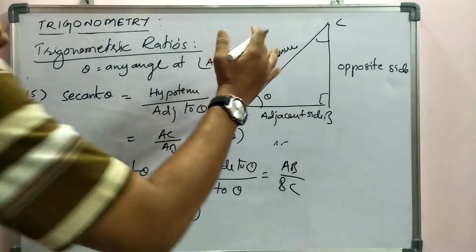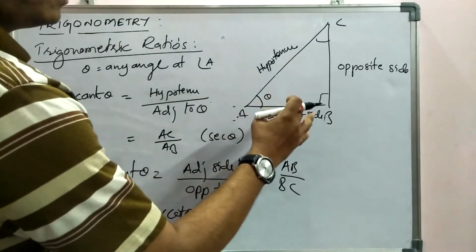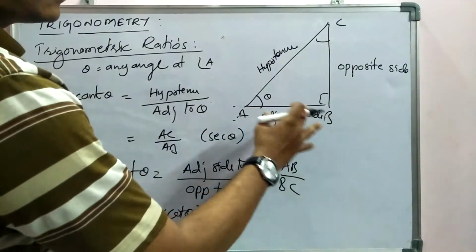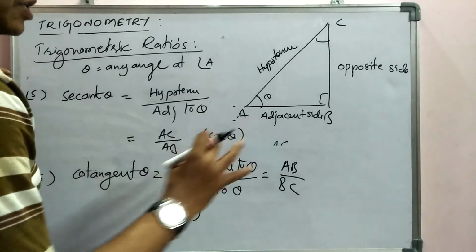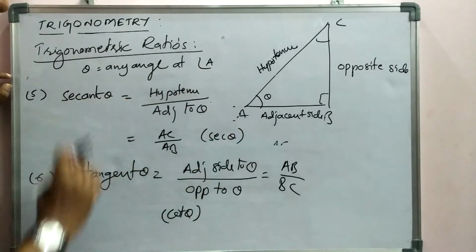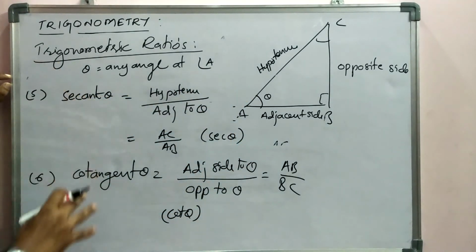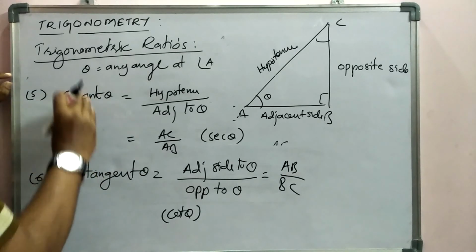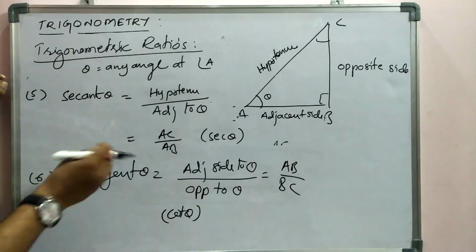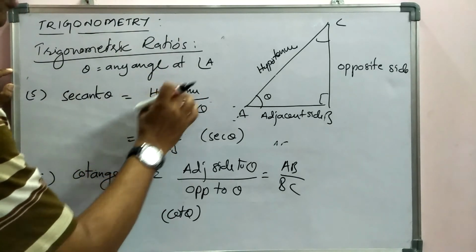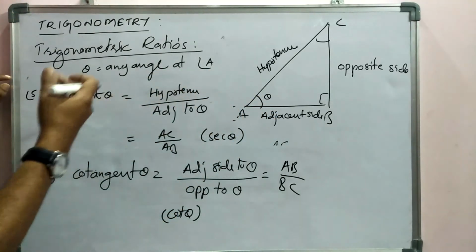So you see all the ratios are finished. We get a ratio of any two sides. Total sides are 3, therefore we will get 6 ratios. For each ratio we have a different name. These are not different words, they just indicate a ratio. Suppose secant theta indicates, instead of calling hypotenuse by adjacent, we call it secant theta.